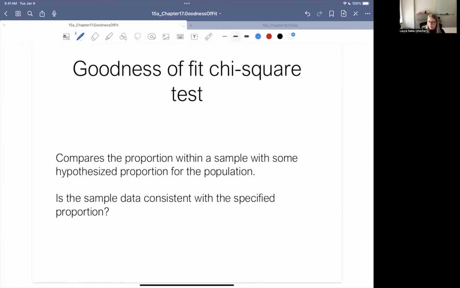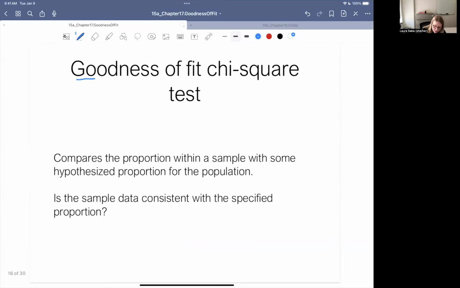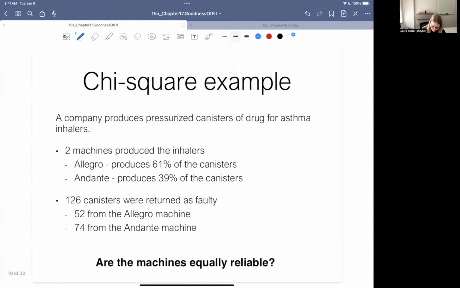So now we've calculated proportions, we've gotten a confidence interval. What if we want to compare that proportion we've estimated from some known value? And so we want to see if our sample data is consistent with a specified proportion. And to do that, we use what we're going to call a goodness of fit test. And I'm trying to be very specific here because we use a goodness of fit chi-square test. In the next lecture in chapter 18, we're going to talk about a different kind of chi-square test. So I'm trying to be real specific here.